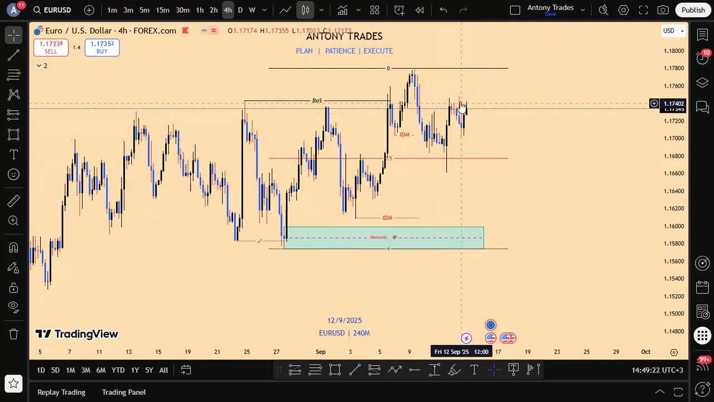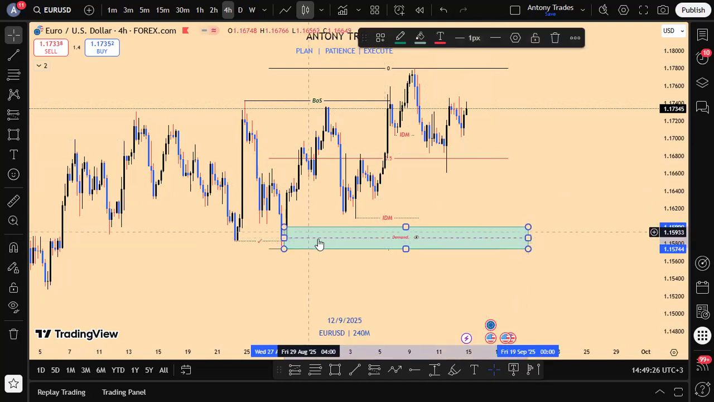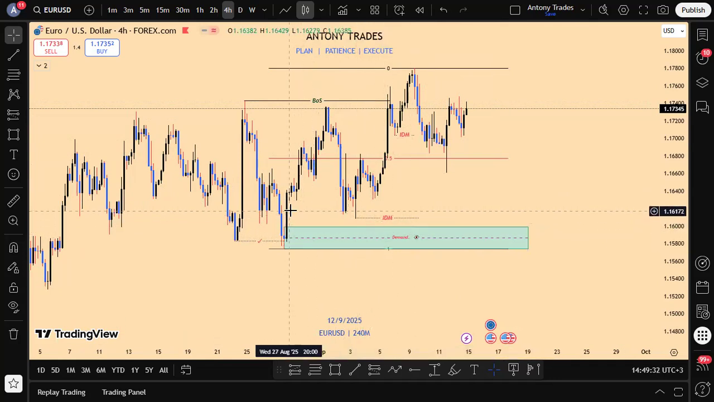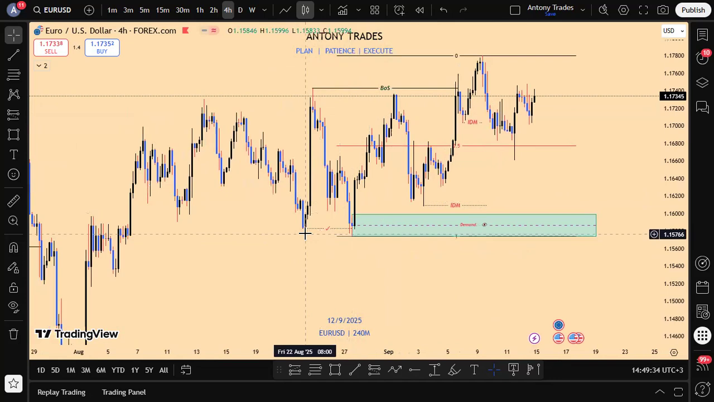So if the market will violate this structure, then we'll wait for the market in this extreme order block here. You can see here, and this is a very strong order block since it has a fair value gap, and this order block has swept liquidity before pushing to break the structure to the upside.